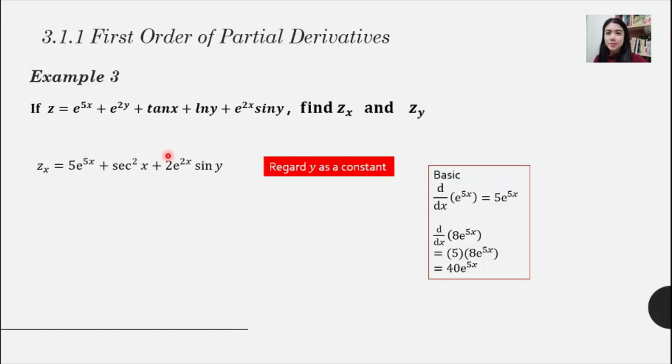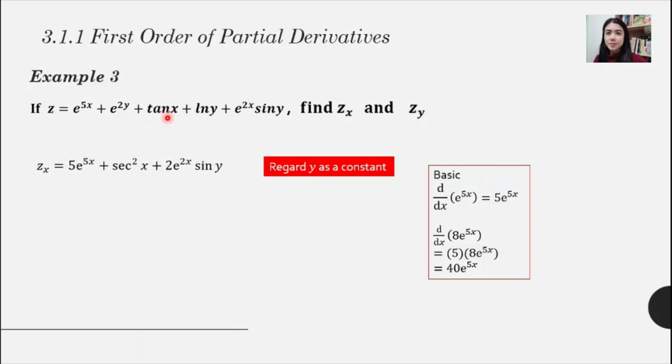So in this example, we look for zx. Okay, zx means that you're going to differentiate with respect to x. You're going to treat y as a constant. First, we have x here, so you have 5e to the power of x. For the second item, we do not have x. If we do not have x, it means that it's actually a constant. So differentiate a constant, you have 0.